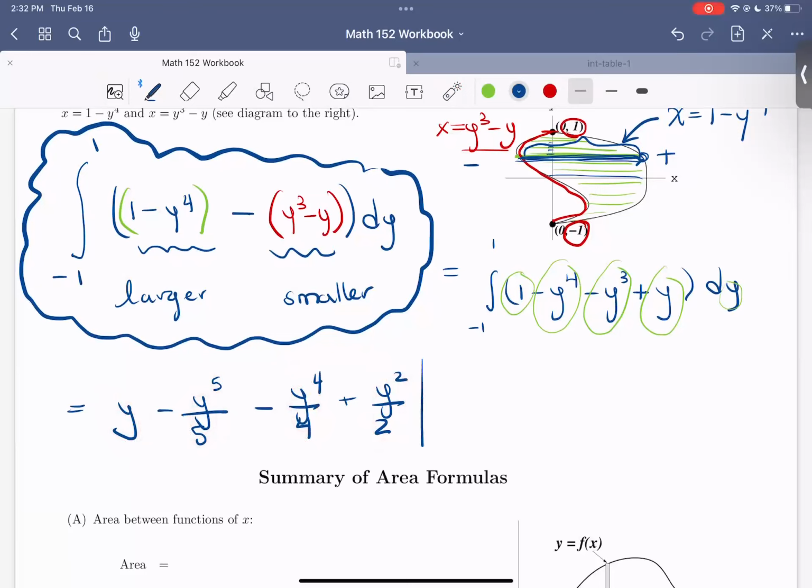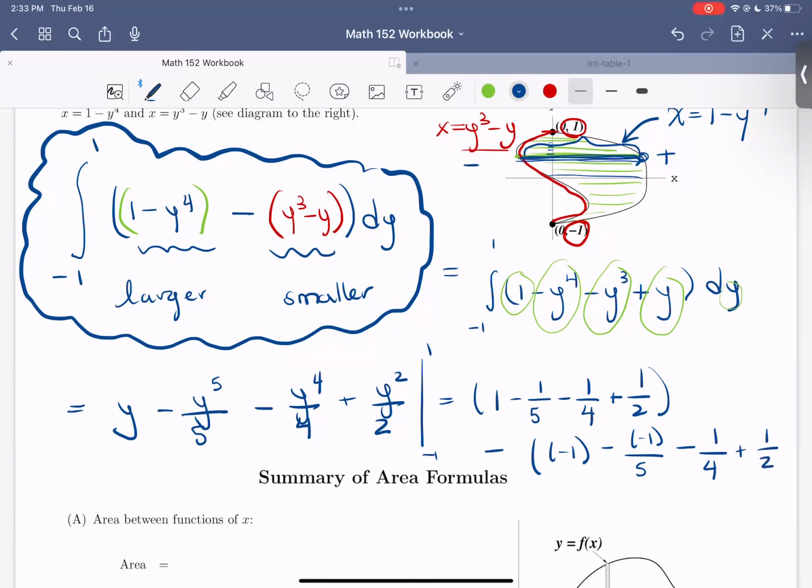Now we evaluate from y equals negative 1 to 1. When we plug in 1, we get 1 minus 1 to the 5th over 5, which is 1 minus 1 over 5, minus 1 to the 4th over 4, plus 1 squared over 2. Now I subtract the evaluation at negative 1, and we have to be careful with our signs. I get negative 1, minus negative 1 to the 5th over 5, which leaves a negative 1 over 5, minus negative 1 to the 4th over 4, which is a positive 1 over 4, plus negative 1 squared over 2, which is a positive 1 over 2.